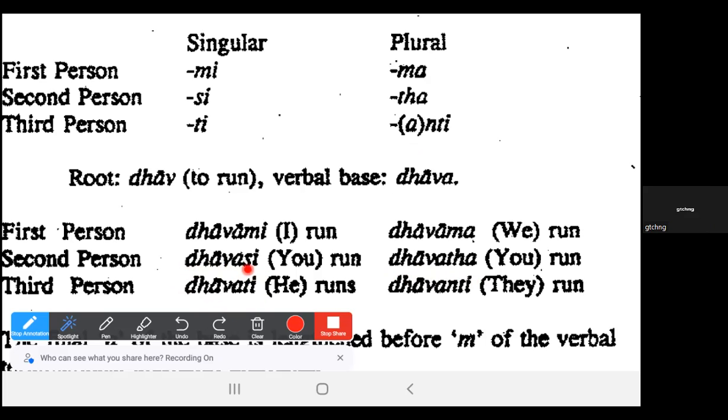Dawasi, dawata, dawami, dawama. Okay, so you all try to recite three times. Dawati, dawanti, dawasi, dawata.